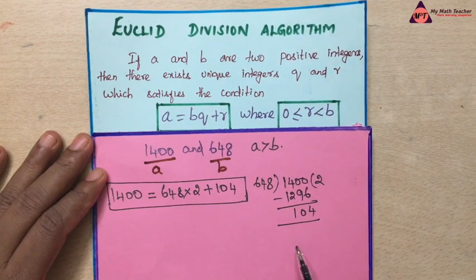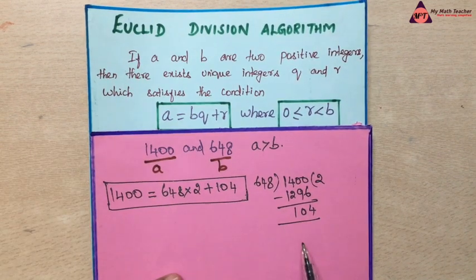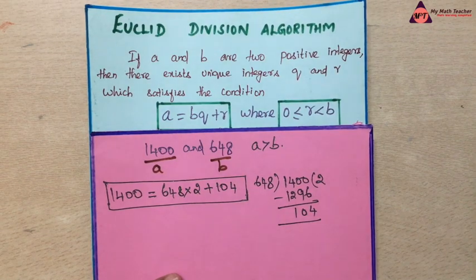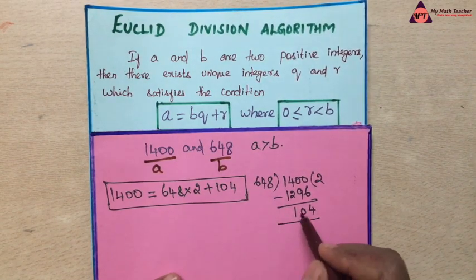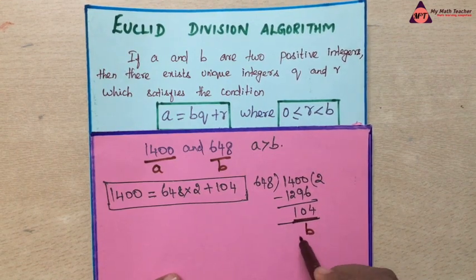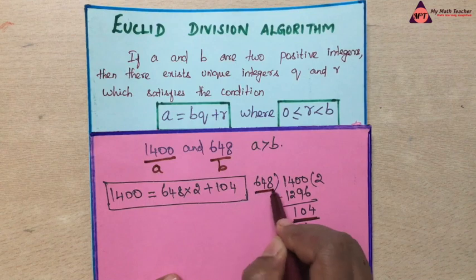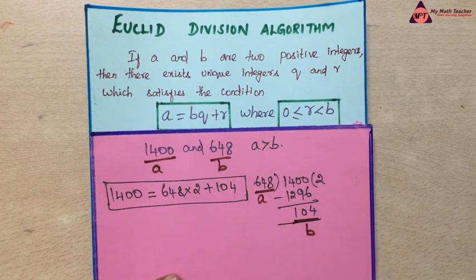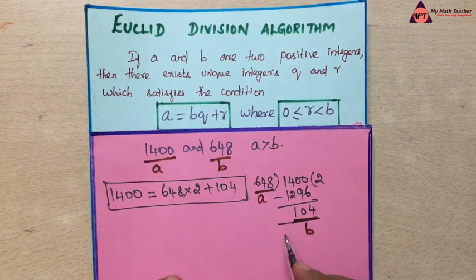Then you have to perform the division. Now here you take this remainder as b. So which is the a here? This one, the divisor will be again a. So you have to repeat the same division.